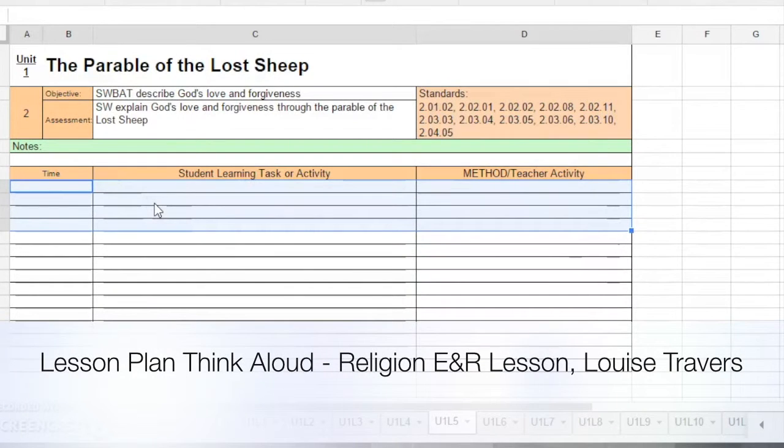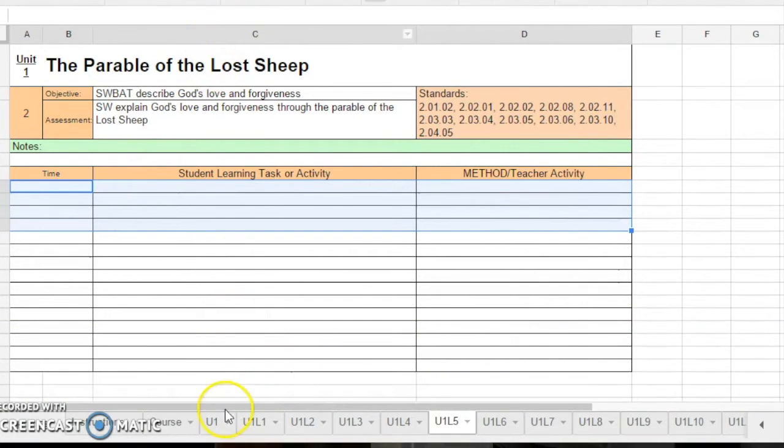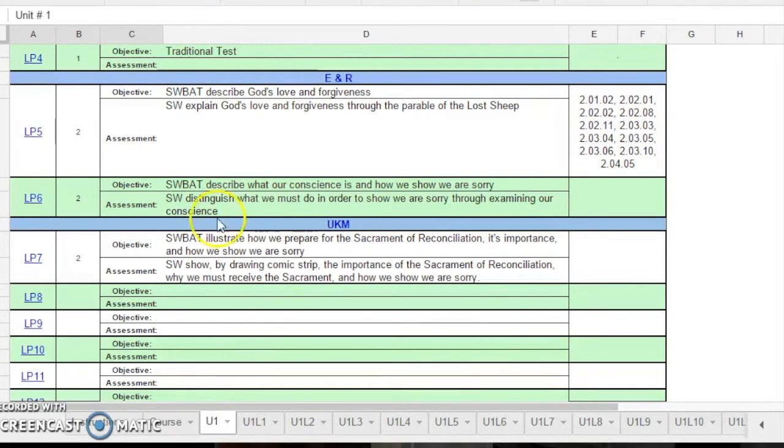Okay, so for my lesson today, we are going to prepare the parable of the lost sheep. Students in my class right now are going to be prepping for the Sacrament of Reconciliation, so I'm making a whole unit out of this. My objective and assessment have already been written down from the unit cover page. I thought this out while I was planning my whole unit, so this keeps the flow of the lessons going and you're able to see how one transitions to another.